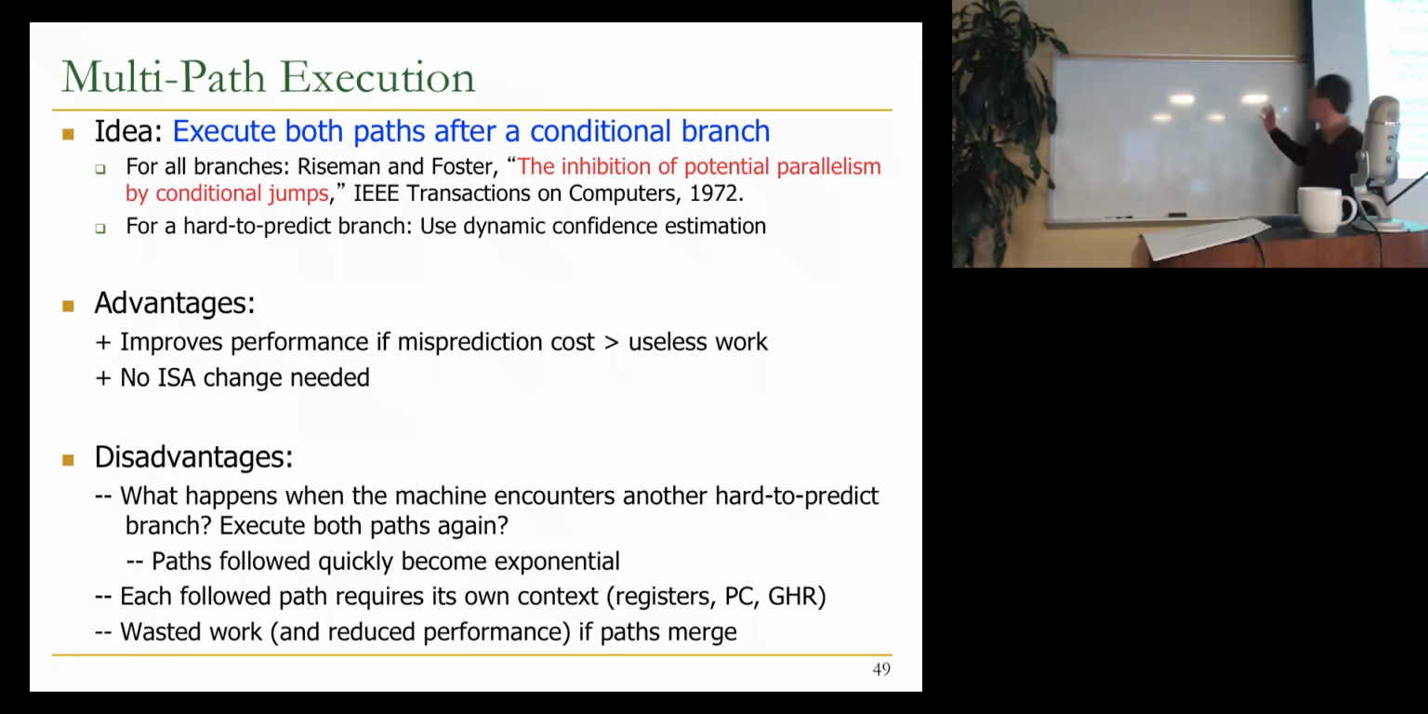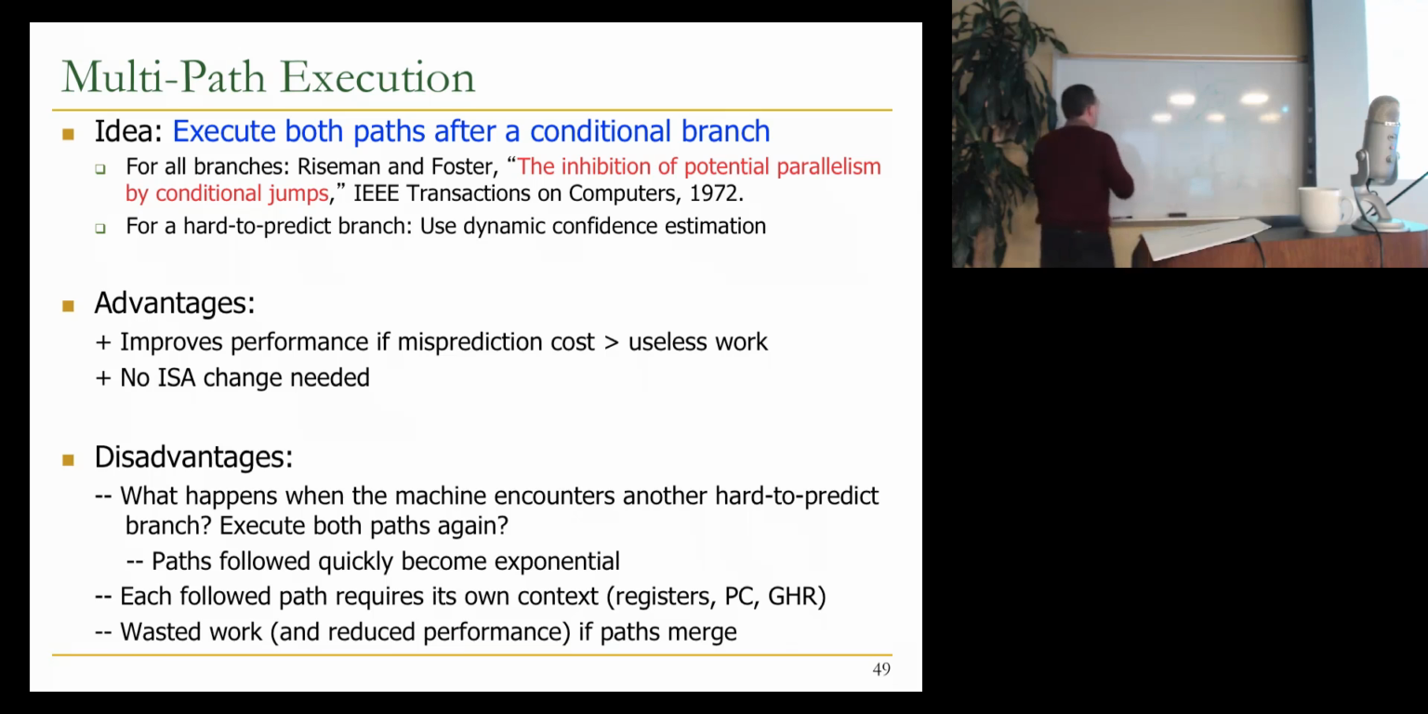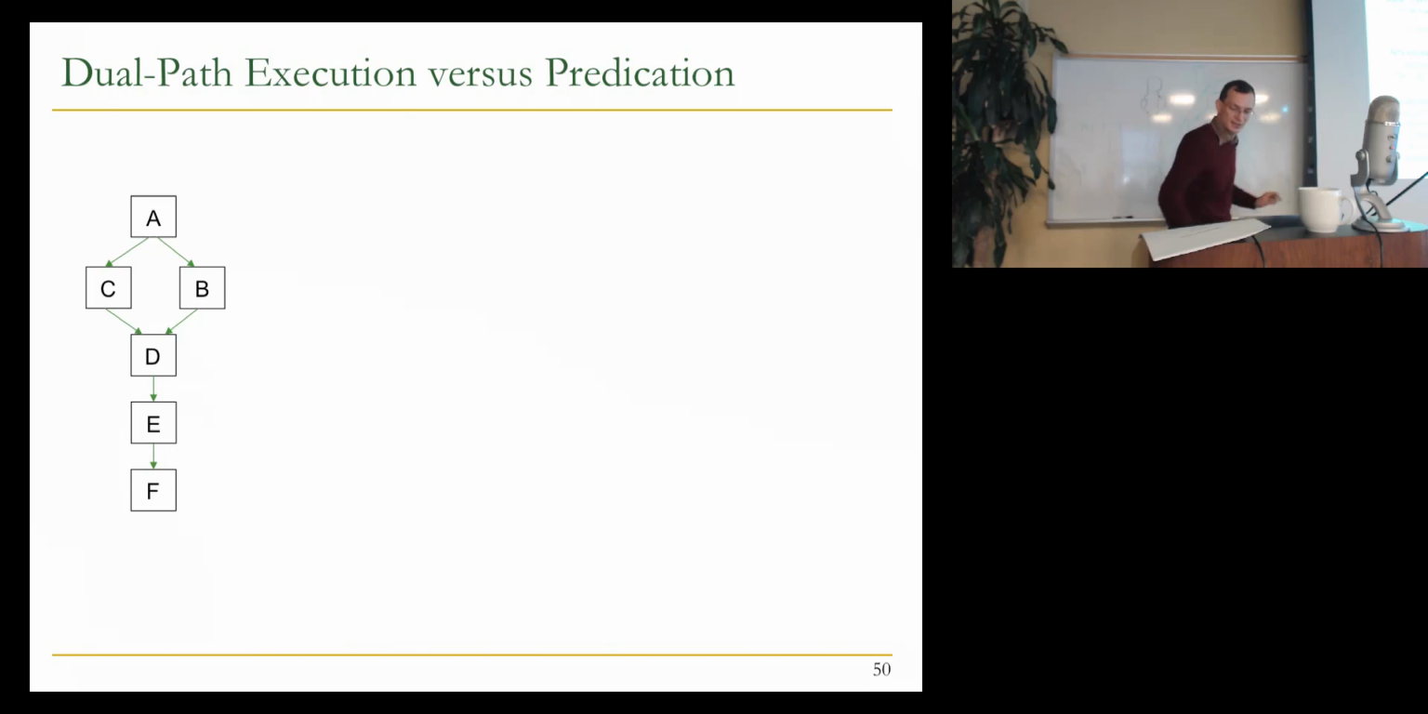If you have a hammock branch, and if you do this for the hammock branch, which I'll show in the next slide, well, paths merge, and if you didn't detect that, you'll be executing both paths and the same code, except the data values may be different.